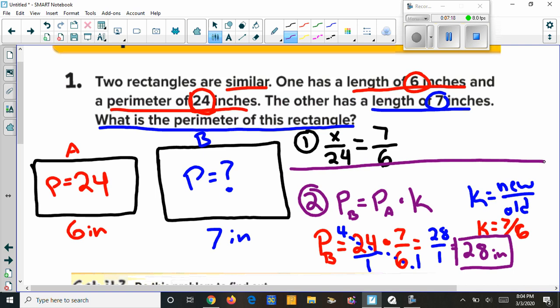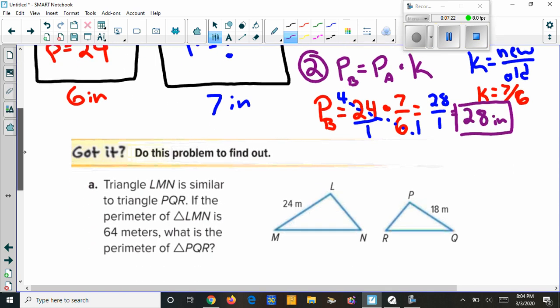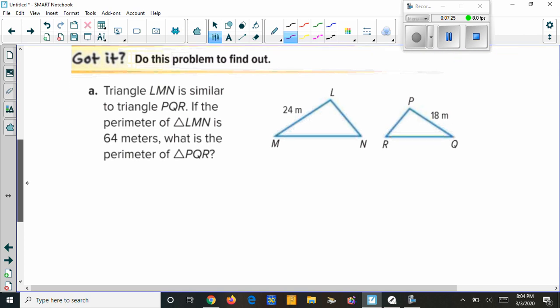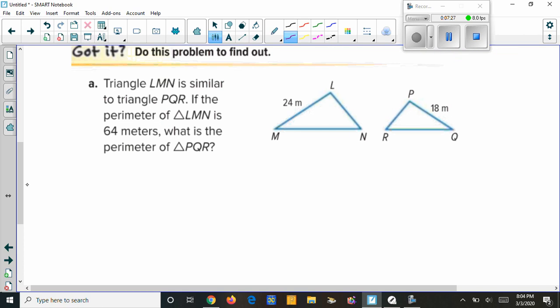Let us look at an example that is your got it question at the bottom of the page. It says triangle LMN is similar to triangle PQR. If the perimeter of LMN is 64, what is the perimeter of PQR?